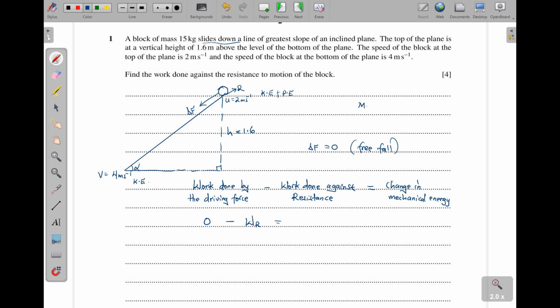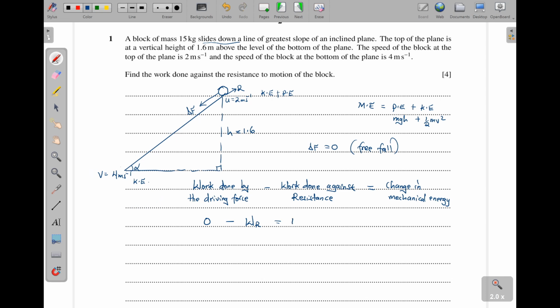Mechanical energy is equal to the potential energy plus the kinetic energy. Potential energy is mgh, where h is the vertical height, and kinetic energy is a half mv squared. Now we get the final minus the initial. The final is here, where we just have the kinetic energy. There is no potential energy because relative to this position, there is no vertical height.